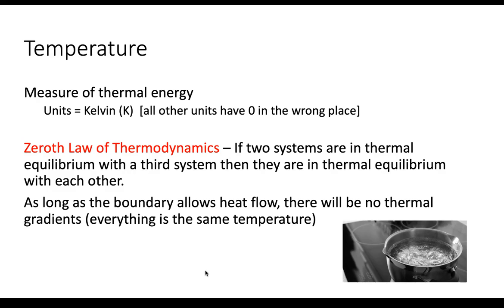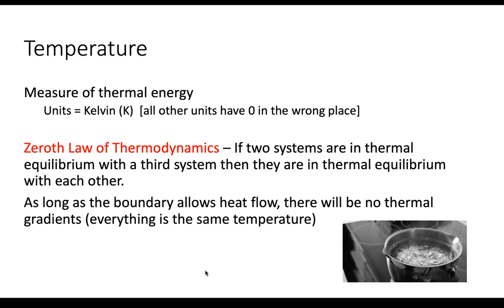And then we have temperature. Of course, this is something we're all familiar with as a measure of thermal energy. Units are always Kelvin. Any other set of units, even Celsius, are not very useful because they have a zero in the wrong place. You can't have negative temperatures in this sense. And so then we introduce the zeroth law of thermodynamics, which is something we all kind of fundamentally know intuitively from interacting with the world. If you have two systems that are in thermal equilibrium with a third system, they're all in equilibrium.